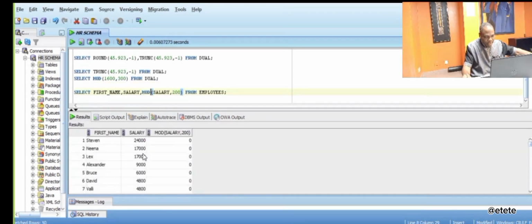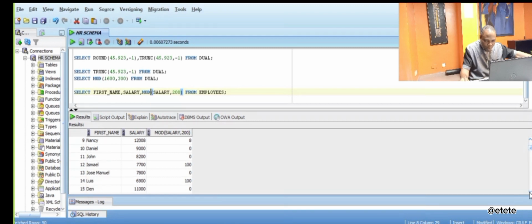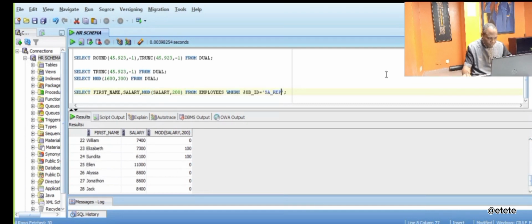Now see, look at this: 24,000 divided by 200. So I'm scrolling down. See, this one is 100. You divide 7,700 by 200. It's giving you a remainder of 100. Look at all of them. Look at the ones that are having remainders. They are returning. So that is basically it. So that is how you use the number functions.